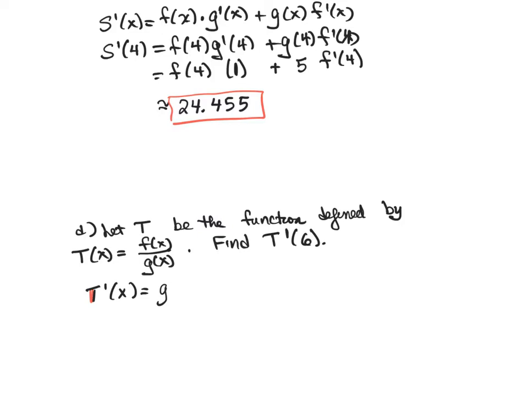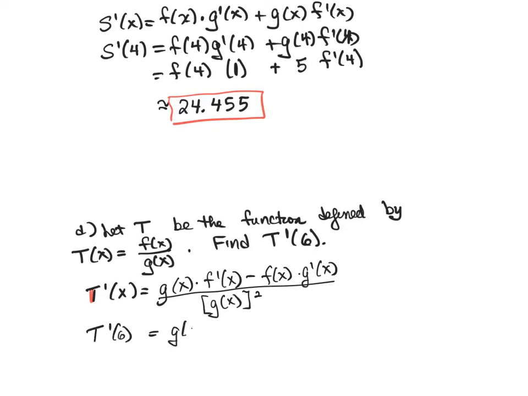So we have to find the derivative of t at 6, where t of x is defined to be f of x over g of x. So first we use our quotient rule and we write the bottom times the derivative of the top minus the top times the derivative of the bottom all over the bottom squared. And we substitute our 6.